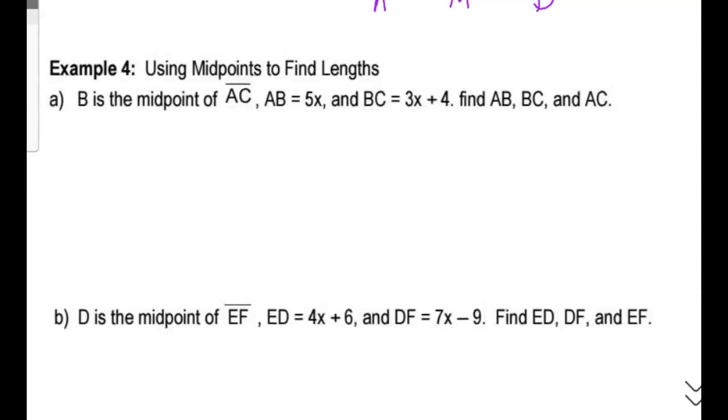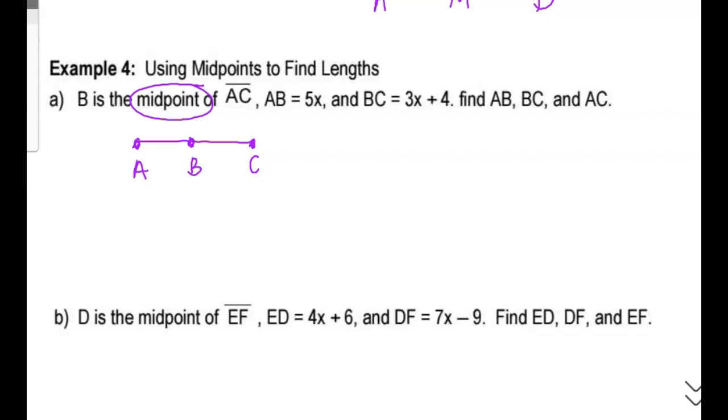First example. What's the big word here that is important to know? Midpoint. Once you see that word, you know that when you draw your picture, the midpoint is going to bisect it into how many equal parts? 2. So let's draw it. Here's the midpoint of segment AC.